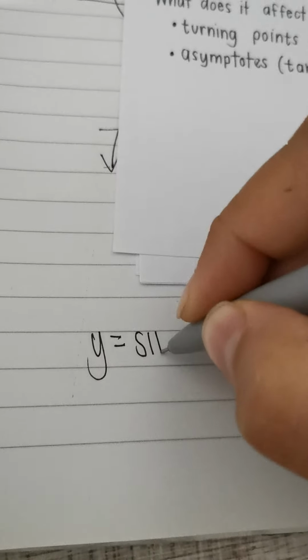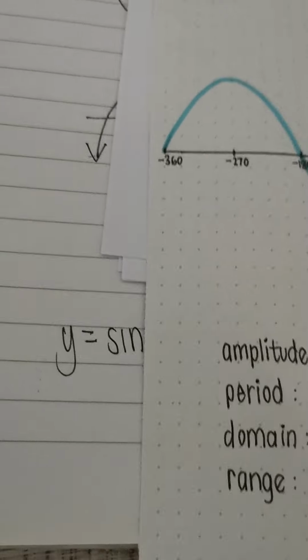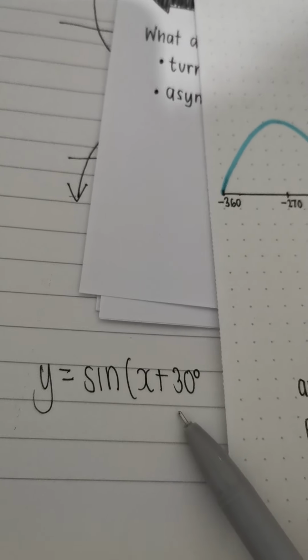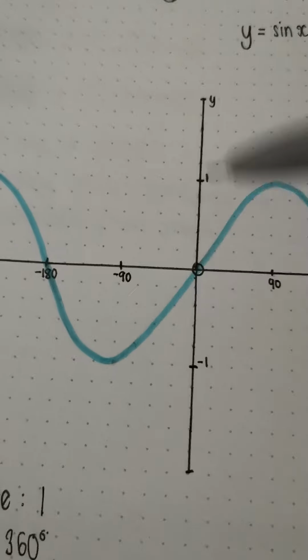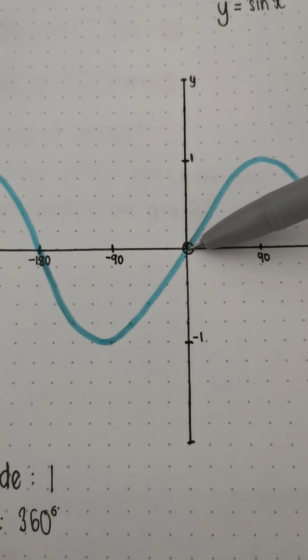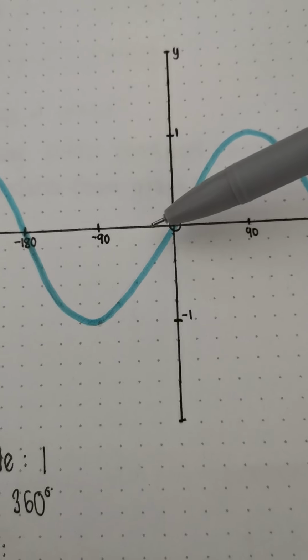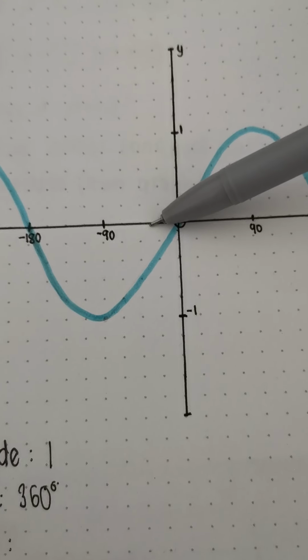How do we write this, or how would you know? It would be written like this. This would mean that my sine graph, I keep going back to the sine graph, got shifted 30 degrees to the left. Instead of our x-intercept being at 0, it's now going to be at negative 30 degrees.